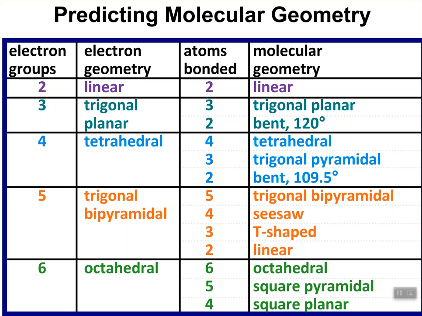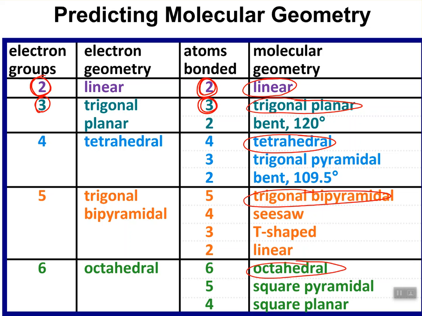Before we look at the animation, I want to show you how we got these other shapes. The four basic shapes that I showed you are when the number of electron groups and the number of atoms bonded are the same. So electron groups and atoms bonded, that's how you get these main basic geometries. Okay, so let's see how we get these others.